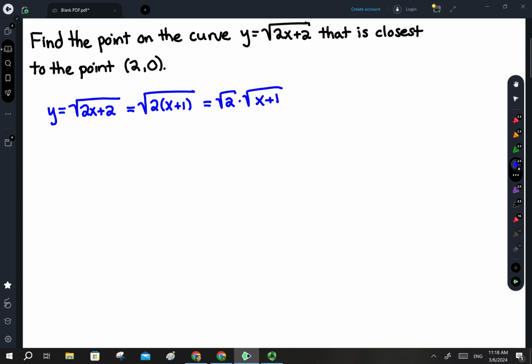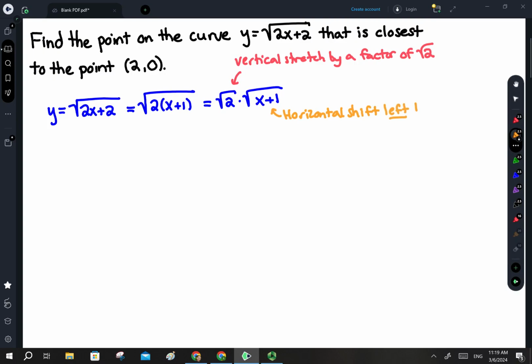of x plus 1. Writing it this way is useful because it lets us see that the two transformations happening are a vertical stretch by a factor of the square root of 2, because we are multiplying by the square root of 2 outside the square root, and a horizontal shift of left 1 unit, because we have x plus 1 inside the square root. So remember, if you see something added to x inside the function, that's actually a shift left, and if there's something being subtracted from x inside the function, then that is a shift to the right.